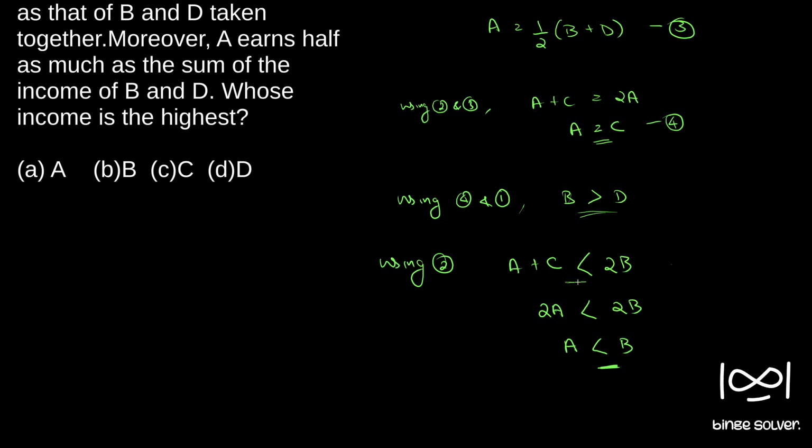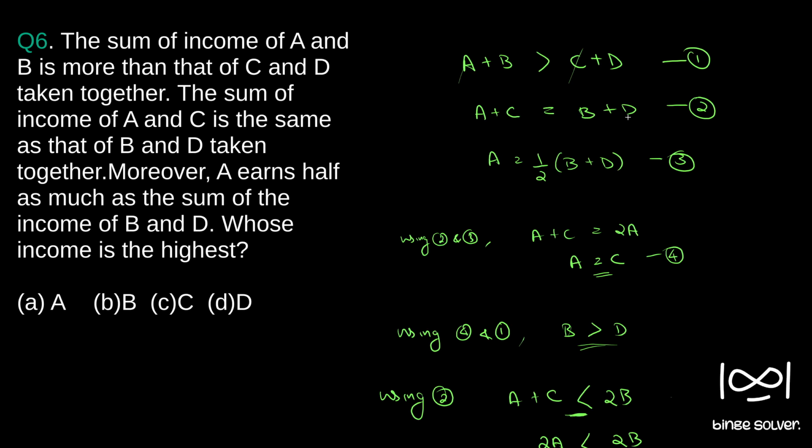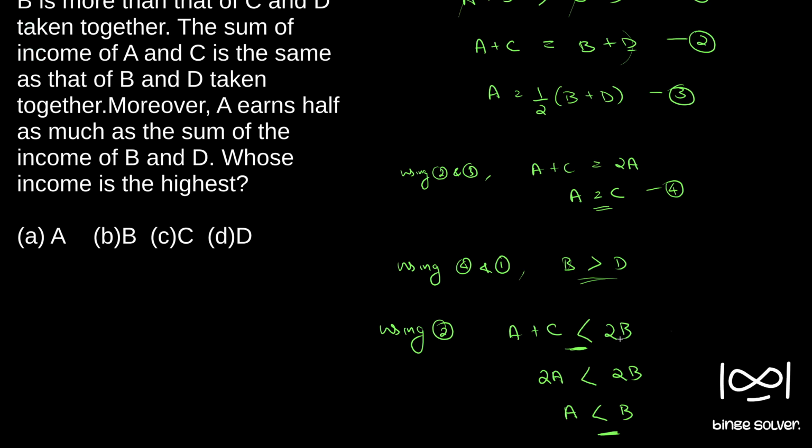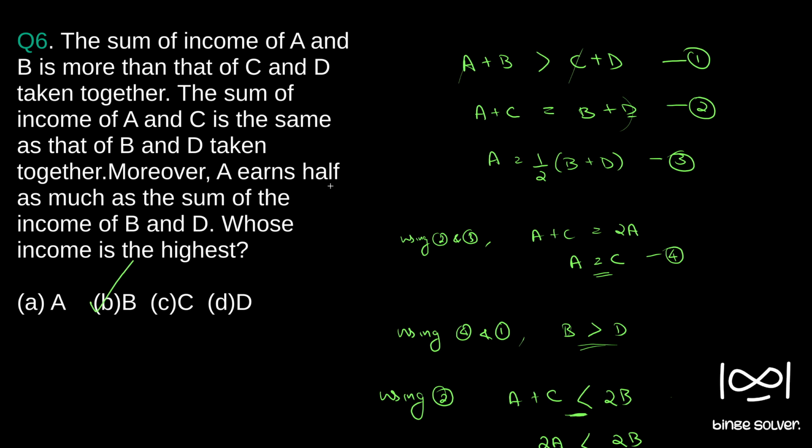Did you understand how this part came? Here A plus C was equal to B plus D. So we substituted D with a larger number B. Since we know B is greater than D, we substituted D with B. This side becomes more, as we substituted D with a larger number. So that's how we got A plus C is less than 2B, and 2A is less than 2B, and A is less than B. So B is the largest number among all four. So our correct answer, our solution, is B. For question 6, the solution is B.